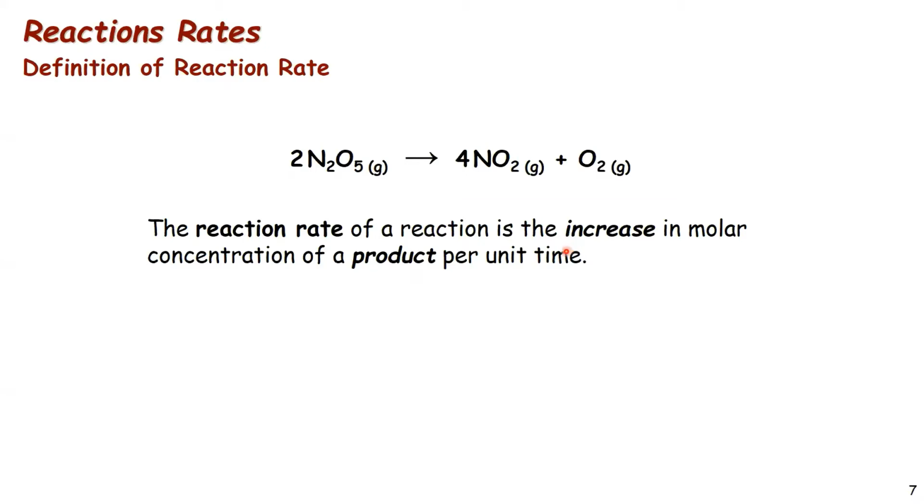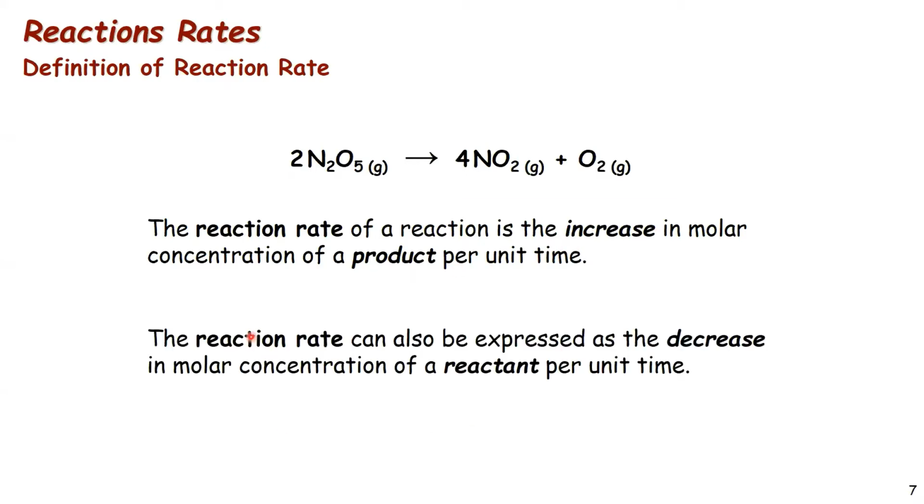So let's just look at that. It's going to be an increase in our products. Now, the reaction rate can be expressed as a decrease in the molecular concentration of the reactants. So in other words, this is going to always increase, so it's positive. And we're always assuming that the reactants are disappearing, going to the products. So that reaction rate's always going to be negative.